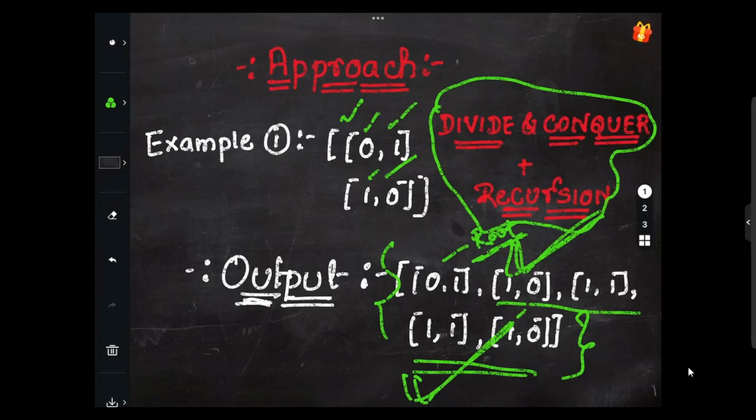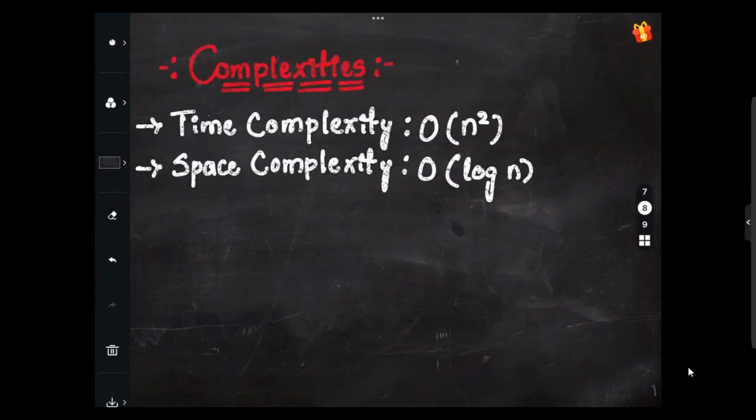As we are completely familiar with the approach, let's move on with the complexities part. So the time complexity would be big O of n square here. Why would it be big O of n square here?